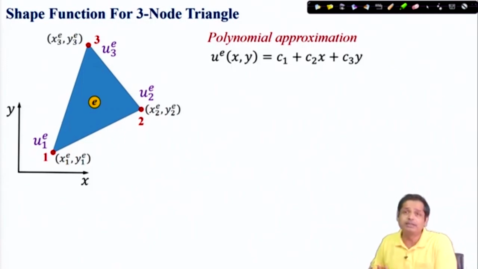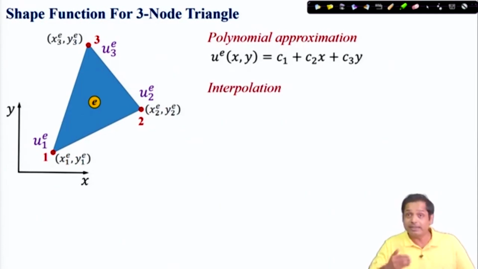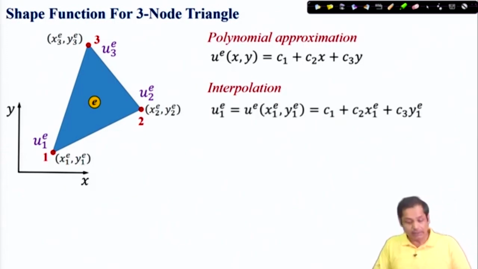So, C1, C2, C3 are the unknown constants that we need to determine, and for that we need 3 equations. And what are these 3 equations? They are the 3 pieces of information we have, and the information is that we know the values at the nodes. Now, when we satisfy this equation at the node, this is called interpolating the values at the node. Finally we will get a shape function, an approximation which will restore the nodal values. Now, if we satisfy this equation at node number 1, so this is our equation.